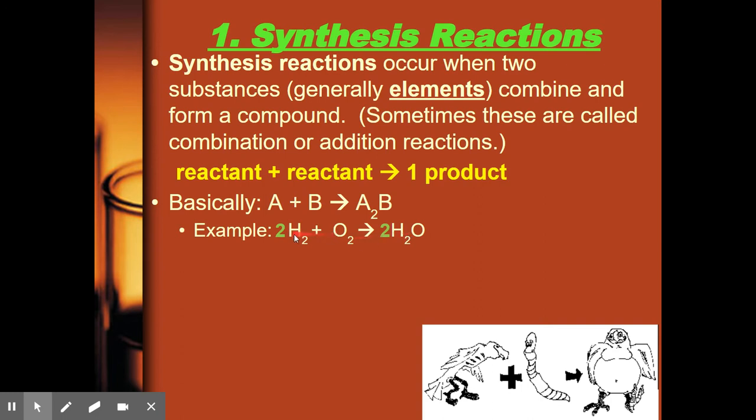But you're taking two elements, they're combining and forming a compound. You can't just throw the elements together like H2O2 or HO. Remember, you have to look at the oxidation numbers. You have to crisscross. You have to jump when we write the compounds.